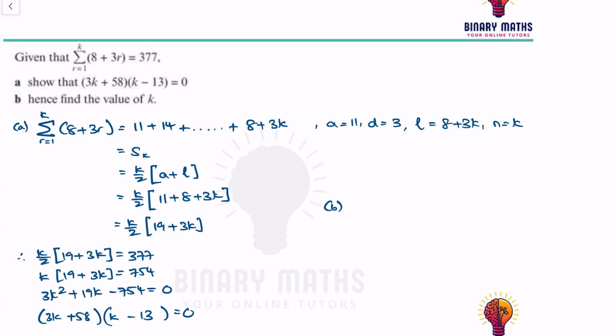Part B says, hence find the value of k. So k is equal to either negative 58 over 3 or k is equal to 13. As k is at the top of the summation, it has to be greater than 0, greater than 1. As k is greater than 1, k must be equal to 13, because the other one's negative.